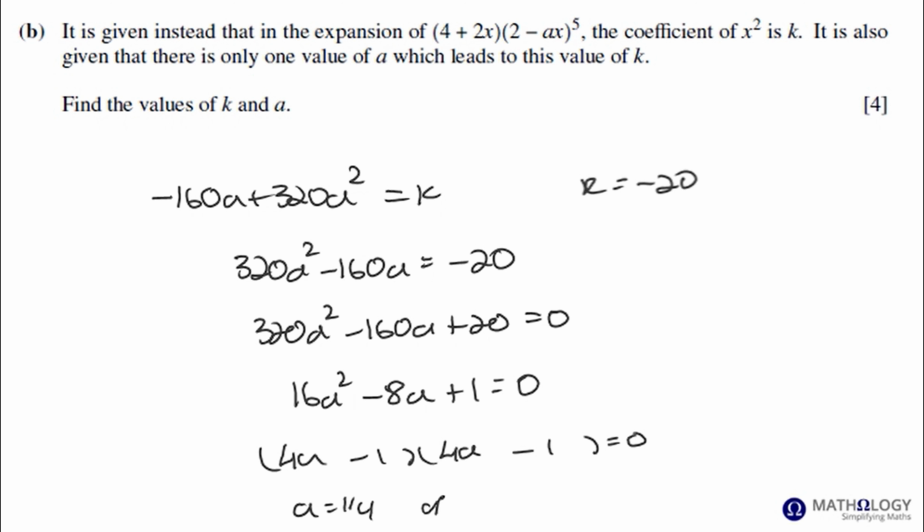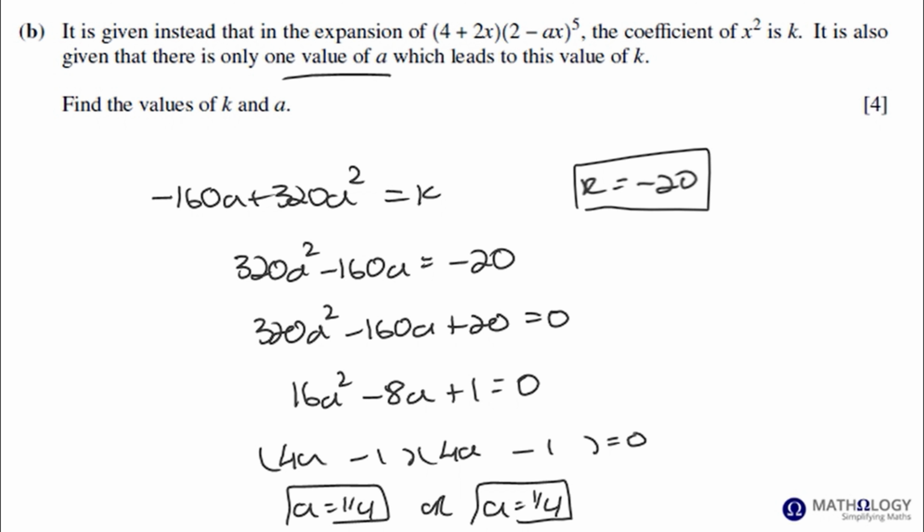A equals a quarter, or A equals a quarter. This just confirms that there's only one value of A, which is a quarter, which leads to this value of K. So A is a quarter, K is minus 20. We write down both values of A. There's only one value of A, but we write them down both because we are dealing with a quadratic.